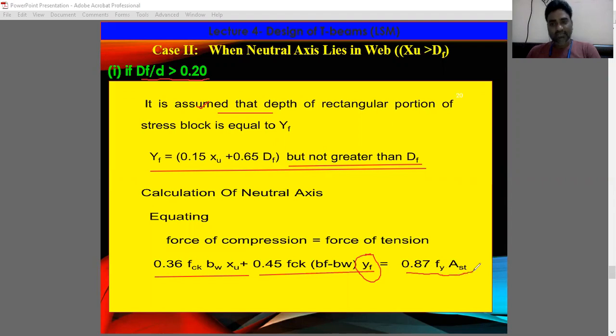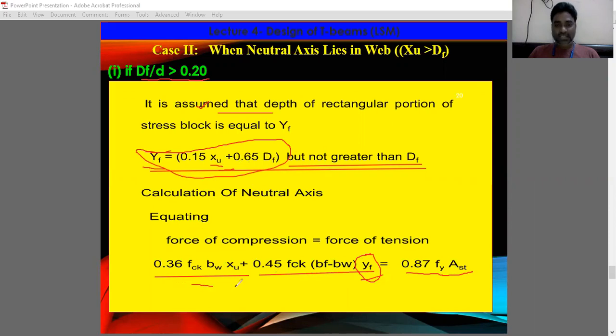And here 0.87 fy into Xu. But remember, one interesting thing is this yf is also in terms of Xu. So therefore, while calculating the Xu value, this yf should be substituted in terms of Xu directly.